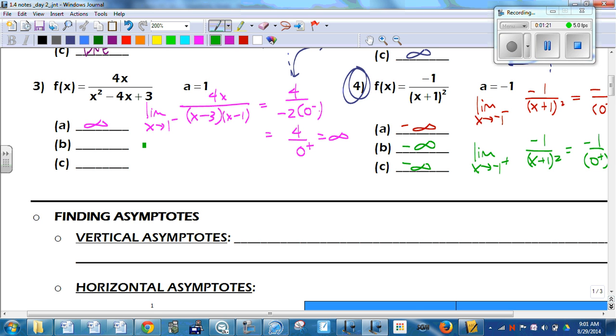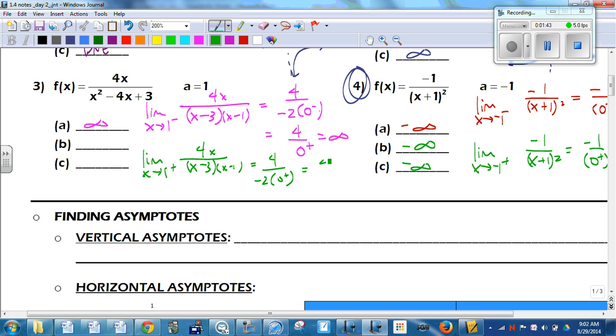All right, and then from the other side, limit as x approaches 1 from the right, 4x over (x minus 3) times (x minus 1). We're going to get 4 on top again. Bottom, we're approaching negative 2 here, and we're approaching 0 from the right this time.